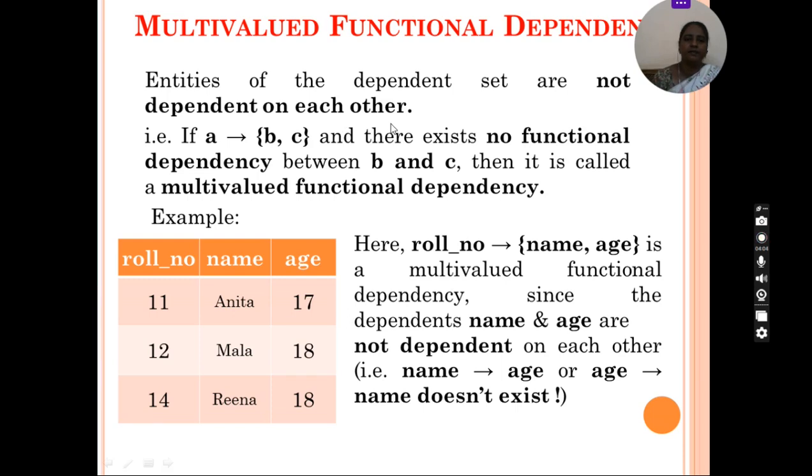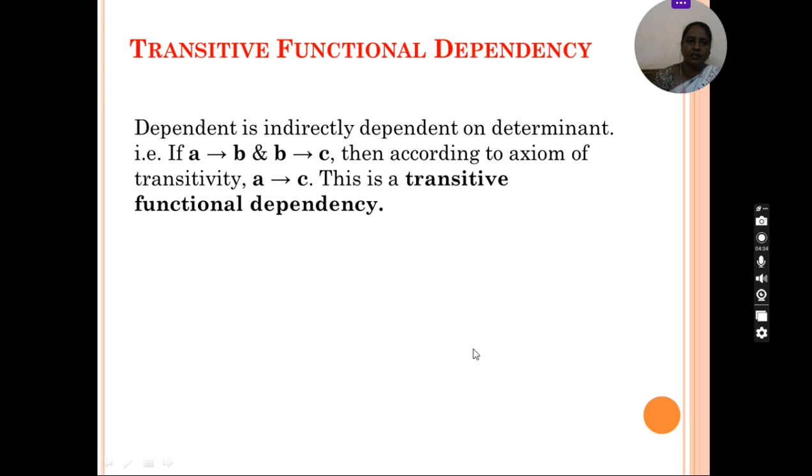Multivalued functional dependency: the entities of the dependent set are not dependent on each other. Here if A determines B, C and there exists no functional dependency between B and C, then it is called a multivalued dependency. Example, roll number determines name, age is a multivalued dependency since the dependents name and age are not dependent on each other.